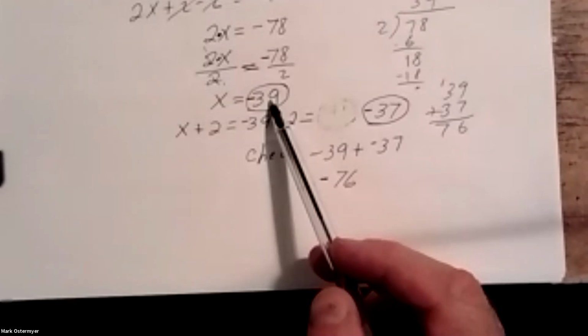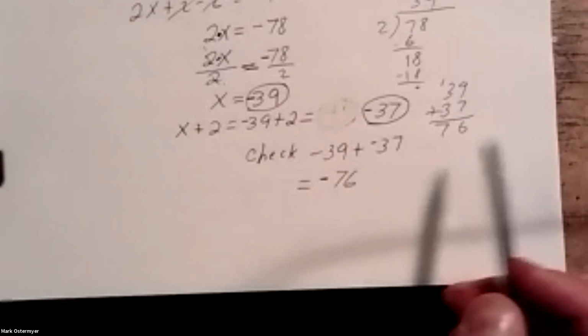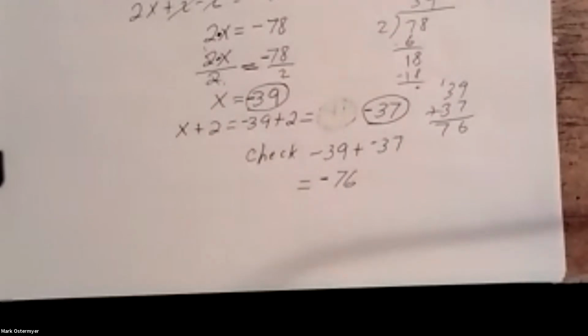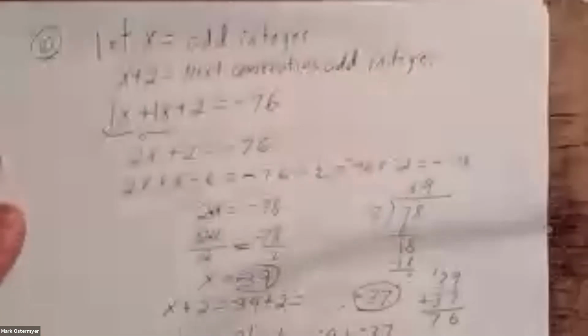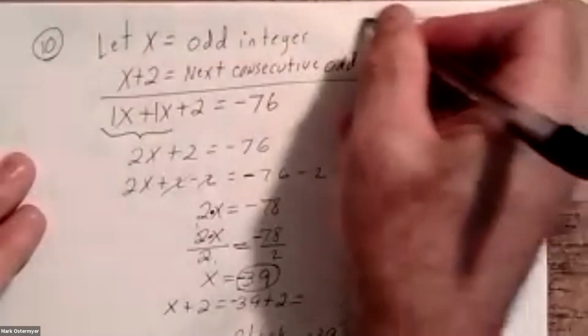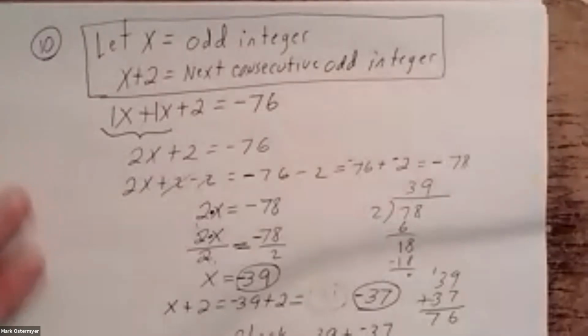The two consecutive odd integers have to be negative 39 and negative 37, because these are the two that add up to negative 76. So the first part of these word problems is a very important part. This is called the declaration of your unknowns as variable or variable expressions. You got to get that right if you're going to have any chance on your word problem. You have to declare your unknowns properly. Okay.